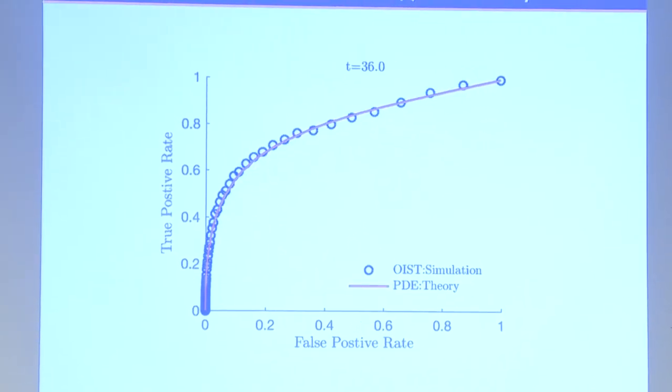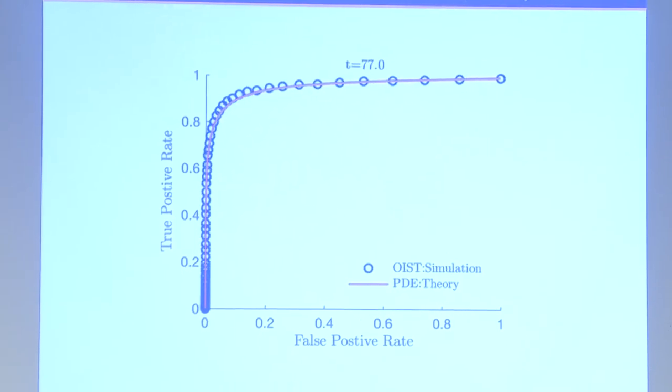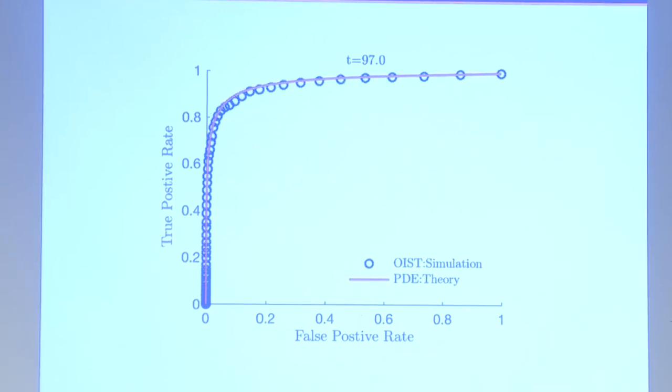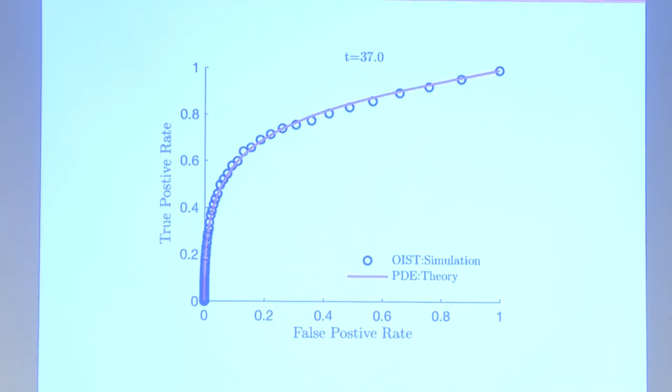The benefit of this is that suppose you are a practitioner, you have a tolerance or a budget in terms of the true positive rate and false positive rate, then you know exactly how many iterations you need, what is the amount of data you need to acquire before you reach your target.